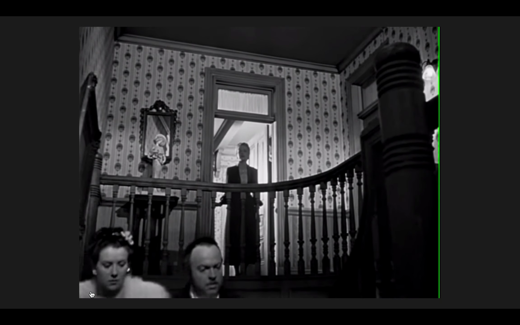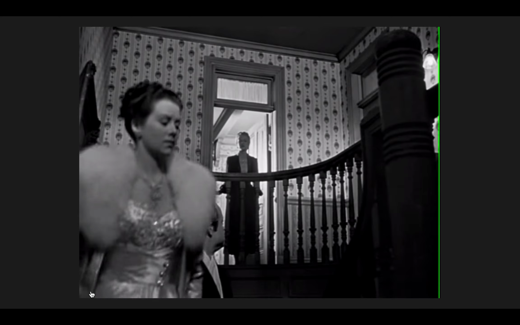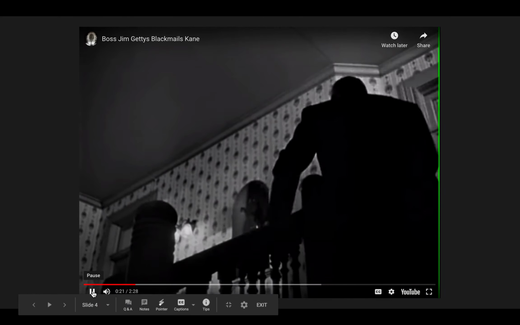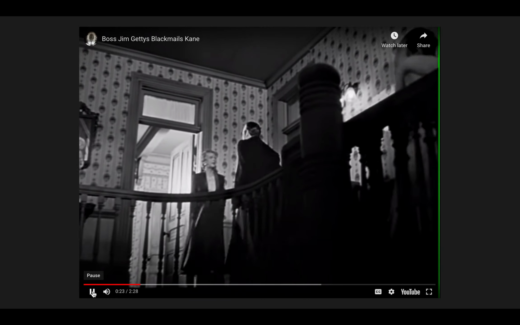I love the way that Greg Toland decided to position the camera here, because it enables him to do a lot. So we get this great low angle.